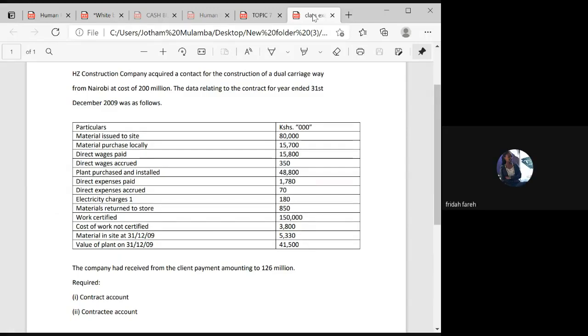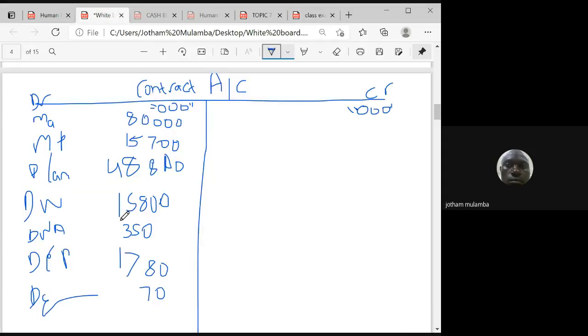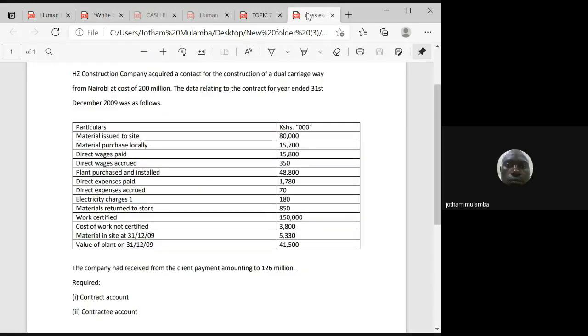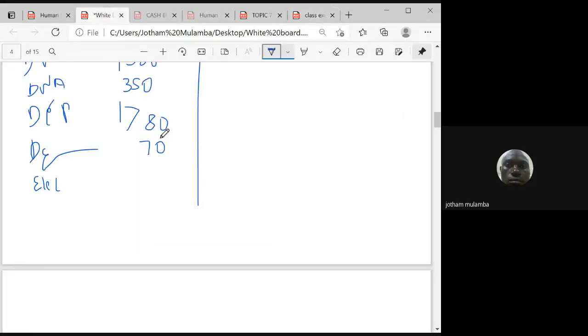Another? Electricity charges. How much is electricity charges? 180. Another transaction?